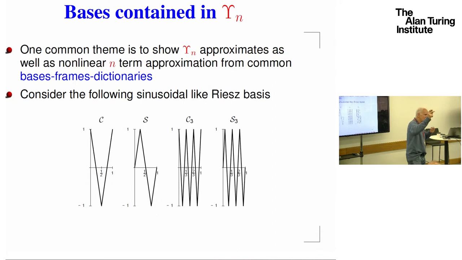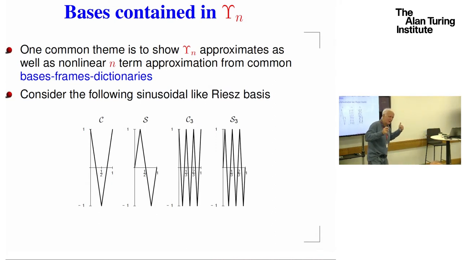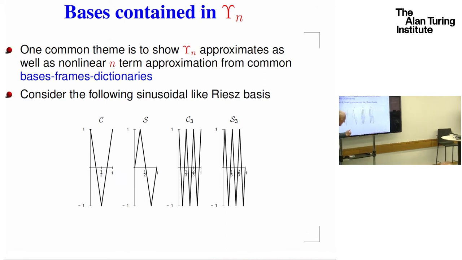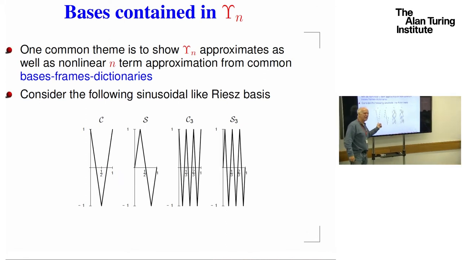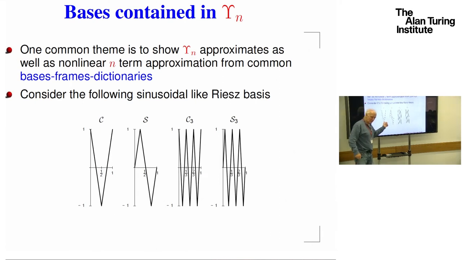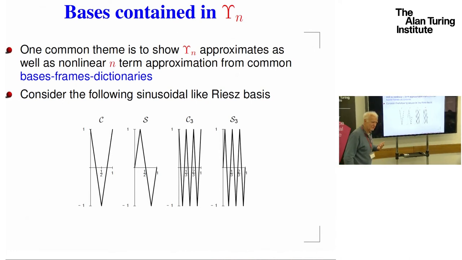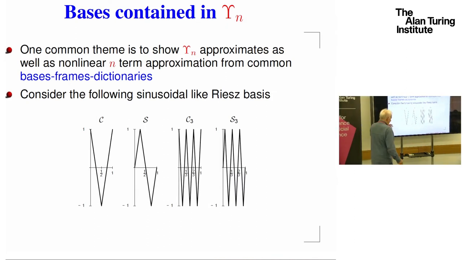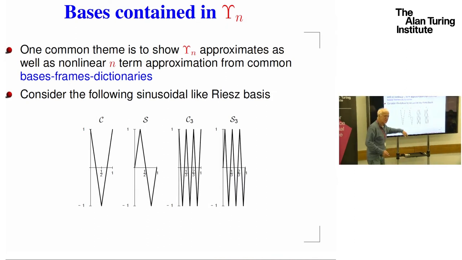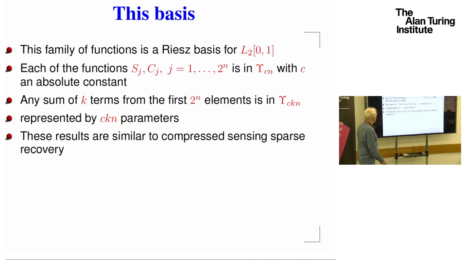You get the dichotomy. This is a basis for a linear space of dimension 2 to the n. But they live in this nonlinear space, if you want to call it, of dimension n parameters. And you can create many such bases like this.